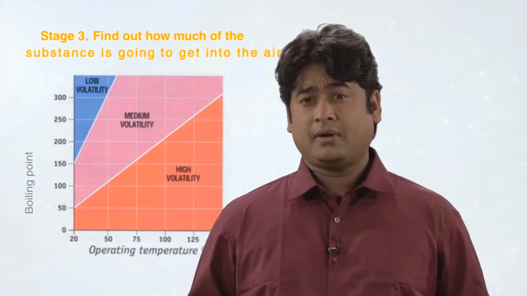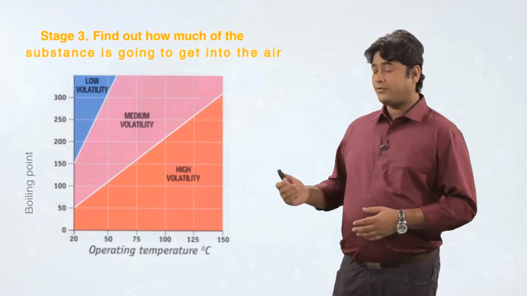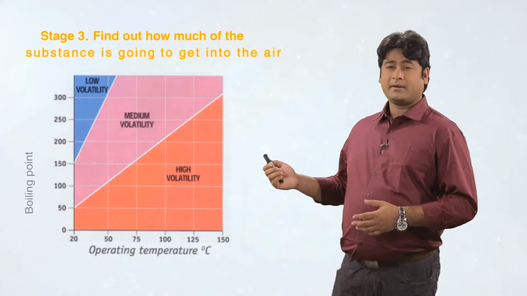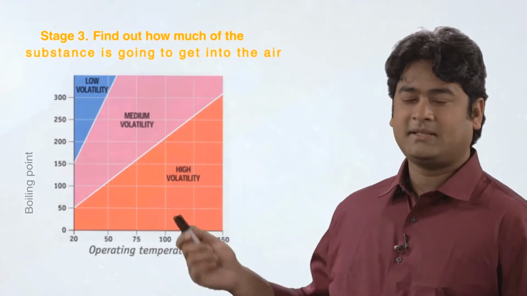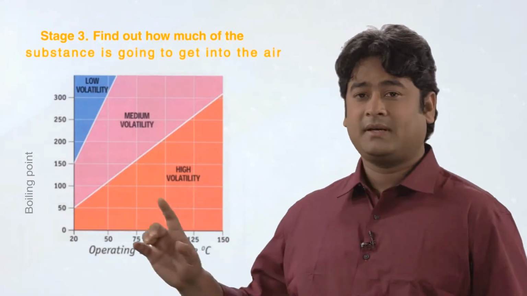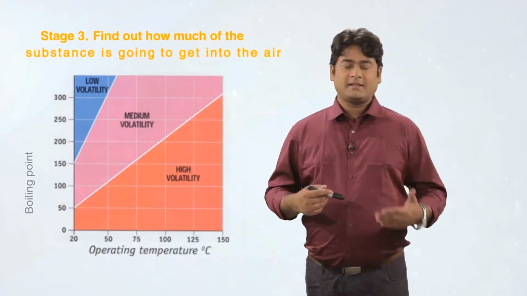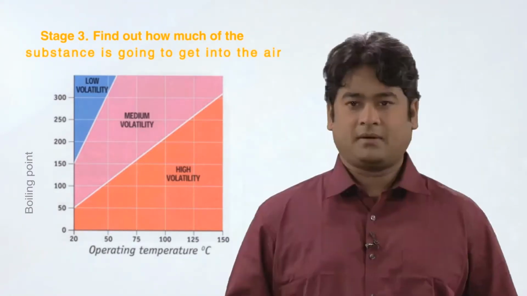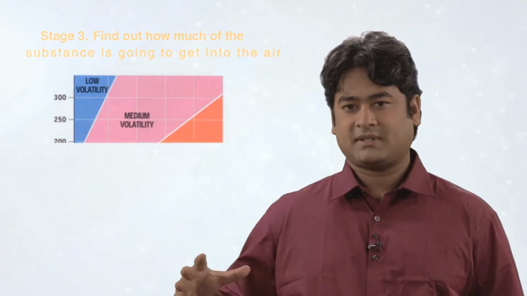Now I will show you how this chart actually works. For example, if the operating temperature is 40 degrees centigrade and that particular chemical has a boiling point of around 130 degrees, from the chart you can see the volatility of this chemical in this operating condition will fall under the medium category. So similarly, you need to get this boiling point data from the safety data sheet and consider the operating temperature. From these two parameters, we need to identify which category the volatility of this chemical falls under.